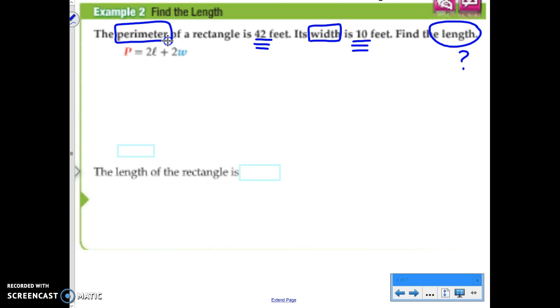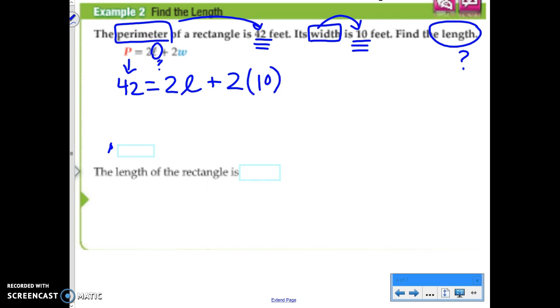Again, start by writing out the formula for perimeter, which is P equals 2 L's plus 2 W's, and plug in what you know. We just said the perimeter was 42 feet, so right here for perimeter, I'm going to put in 42 feet. And then I also know that the width is 10 feet. So do I have a number to plug in for my L? I don't, so I'm just going to write 2L here, and I'm going to add 2 widths. My width here I said was 10, so it's 2 times that width.